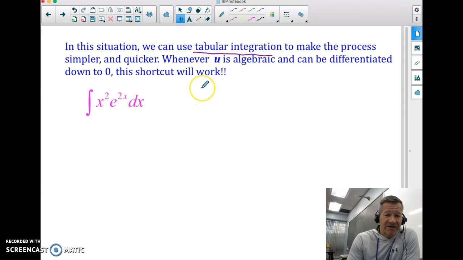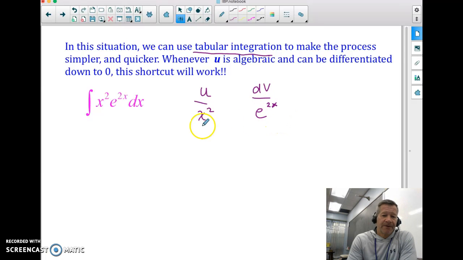So watch what we're going to do here. We're going to make a table of u and dv. So u, using I late, would be x squared, and then dv would be e to the 2x dx. Now we're just going to put the e to the 2x here because the dx will take care of itself by the end. So watch this. What I'm going to do first is differentiate u all the way down to 0. The derivative of x squared is 2x, then the derivative of 2x is 2, and then finally the derivative of 2 is 0.